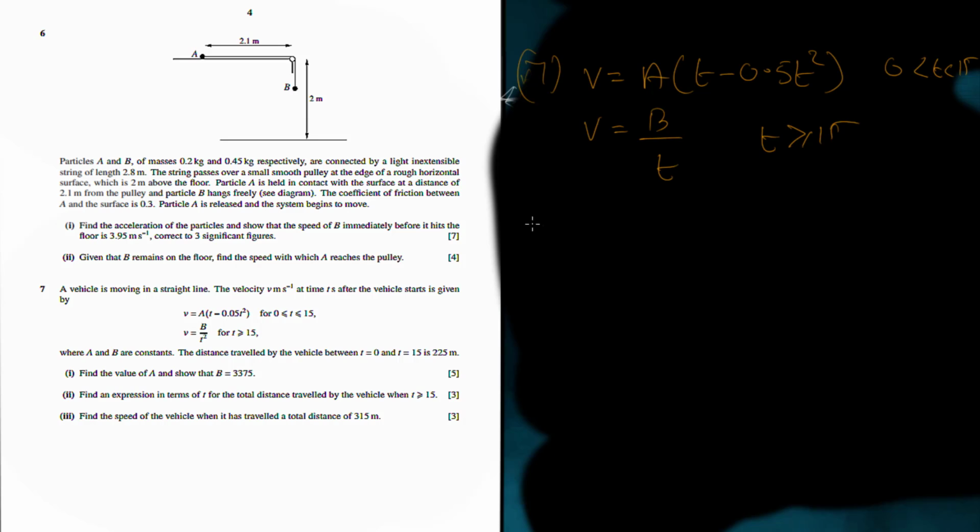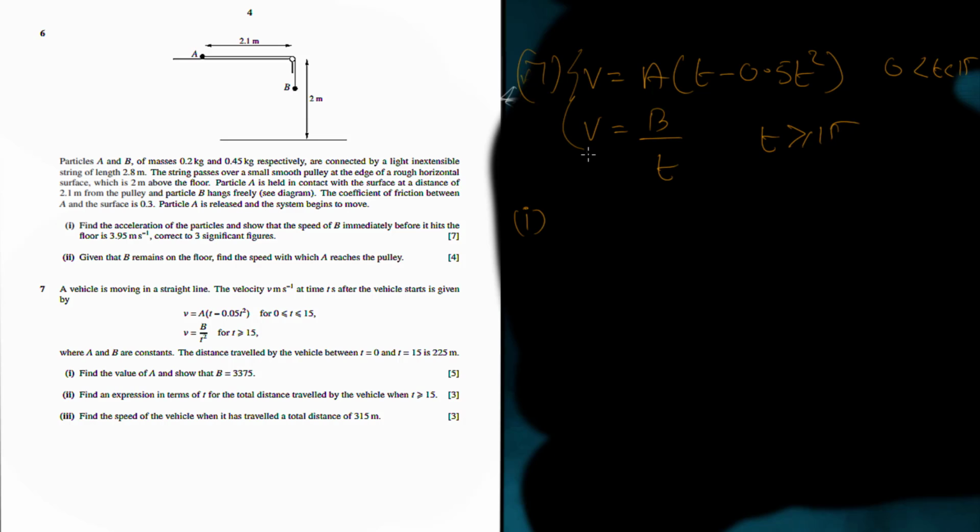The first part: find the value of a and b, which are two constants. The distance traveled between time 0 and time 15 is 225 meters. All you have to do is set up an equation for distance and find the values of a and b.